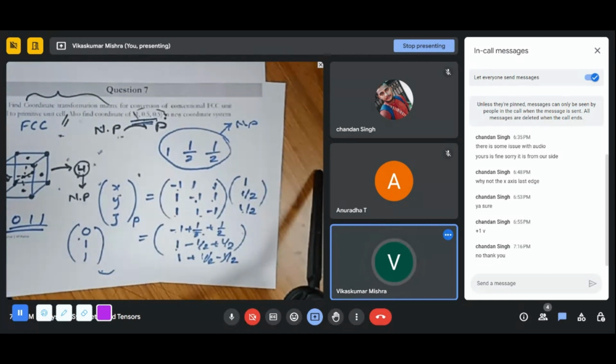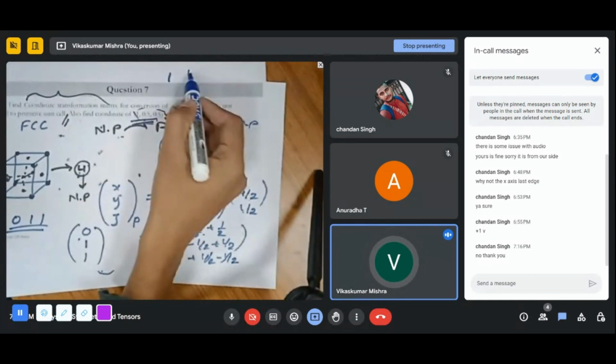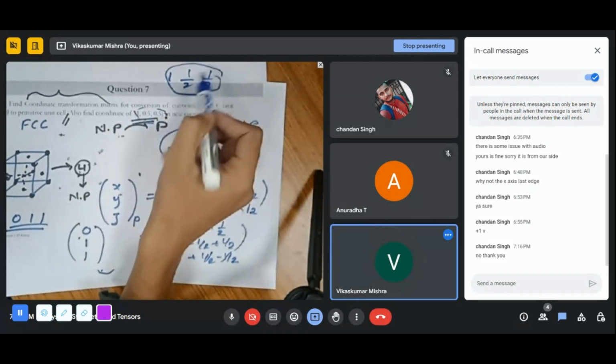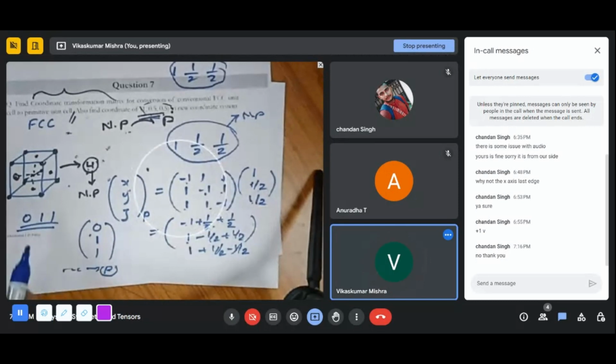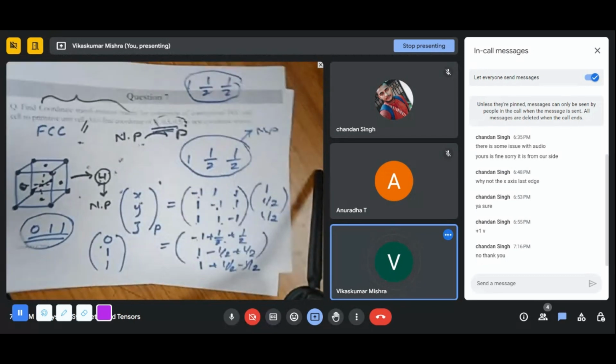Okay. See, now we can see that in the old coordinate system, the coordinate of the point was 1, 1 by 2 and 1 by 2. We converted it to the primitive and we got 0, 1, 1. None of them are fractions, and that is the beauty of the primitive unit cell.